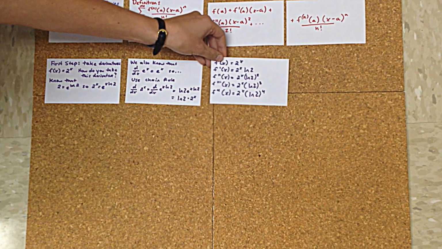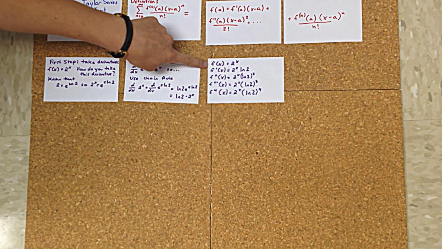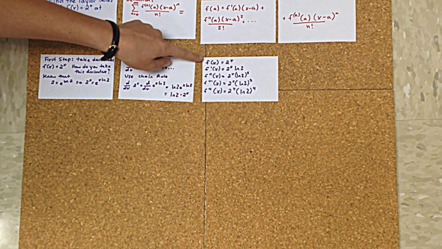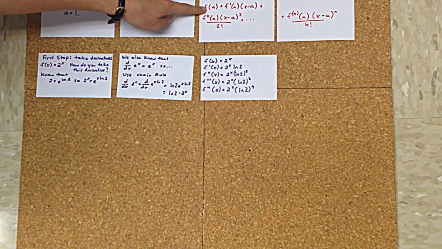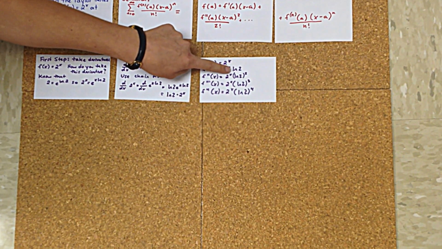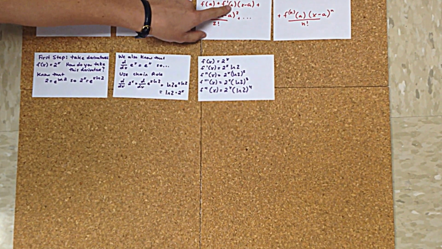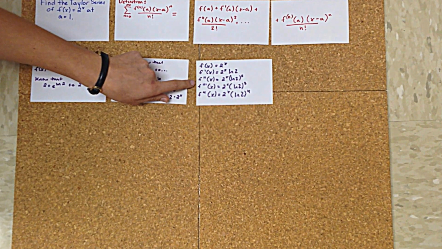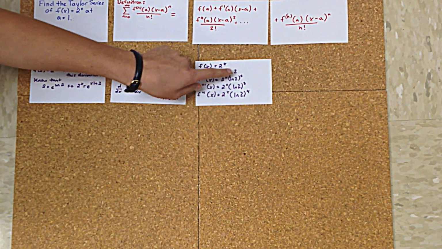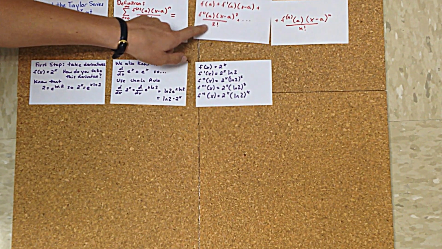And so taking some derivatives, the zeroth derivative is just the function, 2 to the x, and we need that for the first term up here. The first derivative is 2 to the x ln of 2, so that's used in the second term. And then the second derivative is 2 to the x times ln of 2 squared, and that would be used for this term over here.